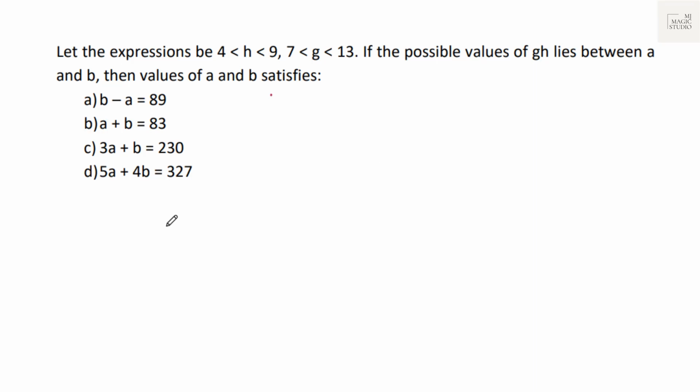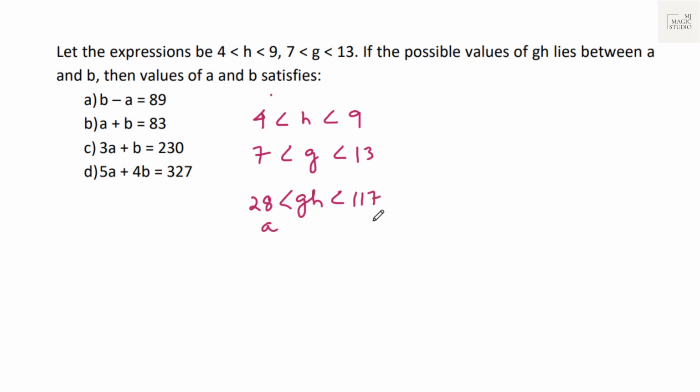Okay, you must be having the answer by now, guys. Let the expression be h lies between 4 to 9 and g lies between 7 to 13. The possible values of g into h will lie between 4 into 7, 28, and 9 into 13, which is 117. And these lie between a and b. So it is evident a equals 28 and b equals 117. Then the values of a and b satisfy which of the following given options?